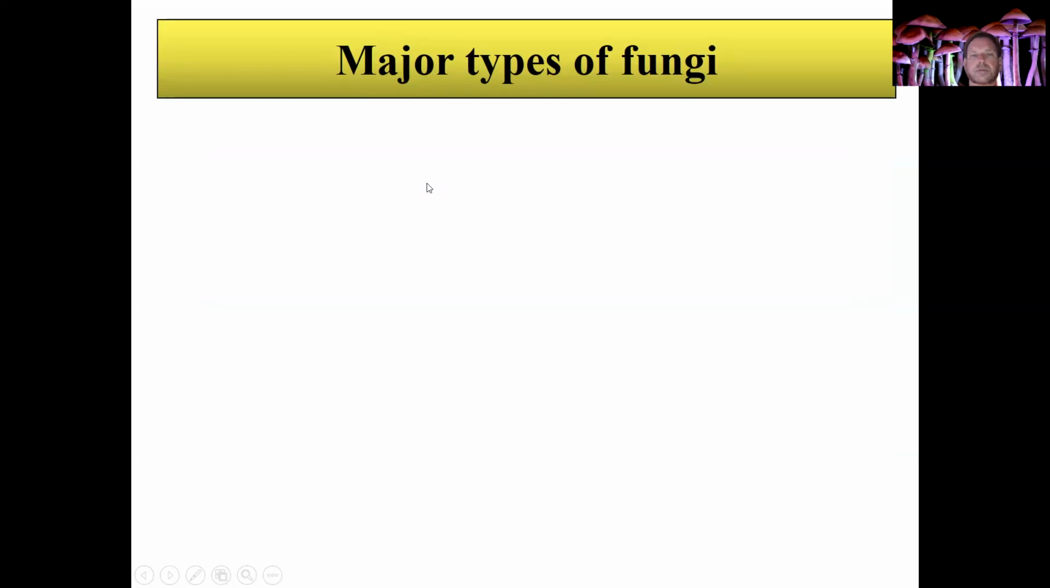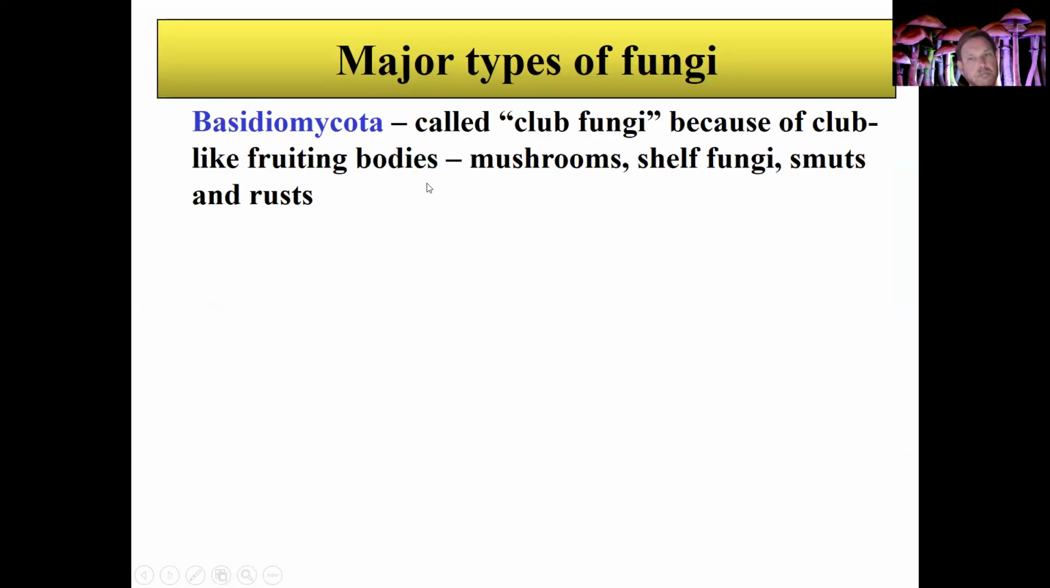So what are the major types of fungi? The club-shaped spore fungi called Basidiomycota. These include our mushrooms, but also shelf fungi. These are fungi that grow out of trees, like a shelf, but also some smuts and rusts that produce these club-shaped fruiting bodies.